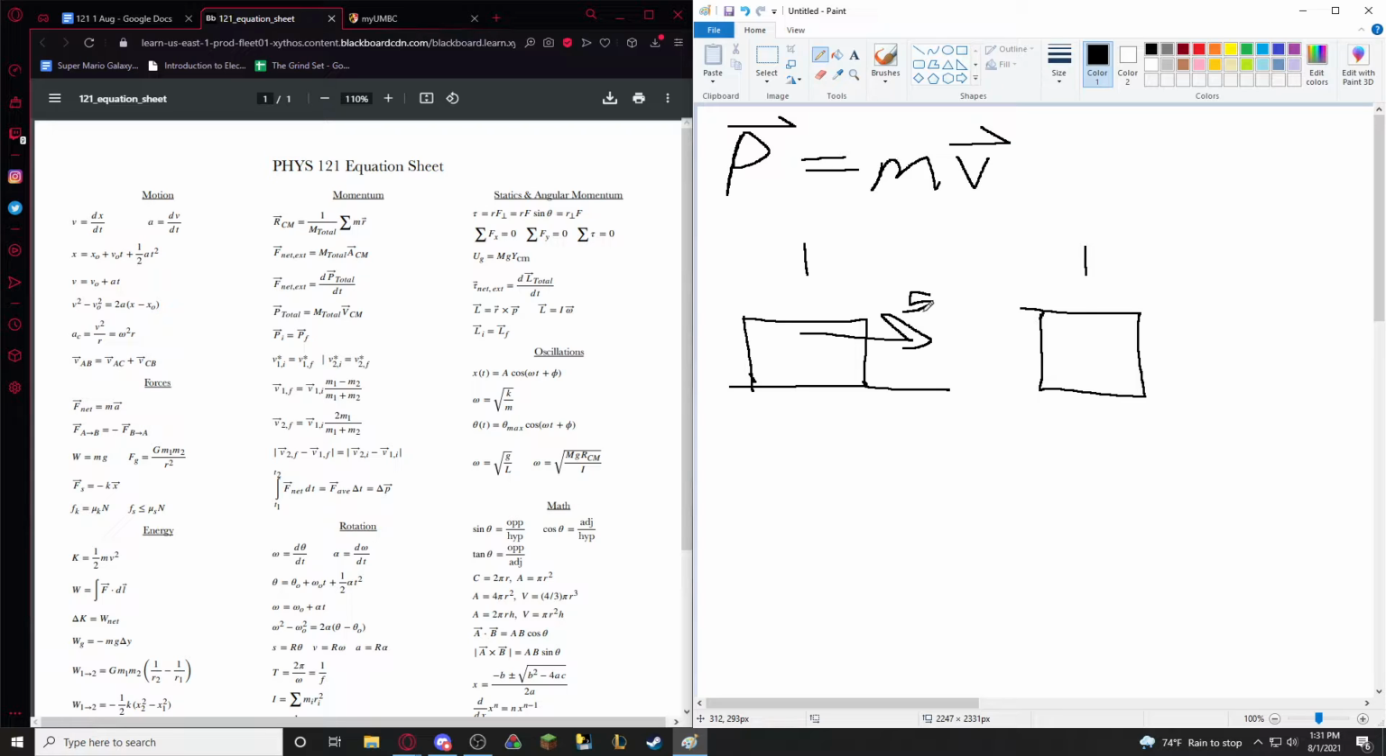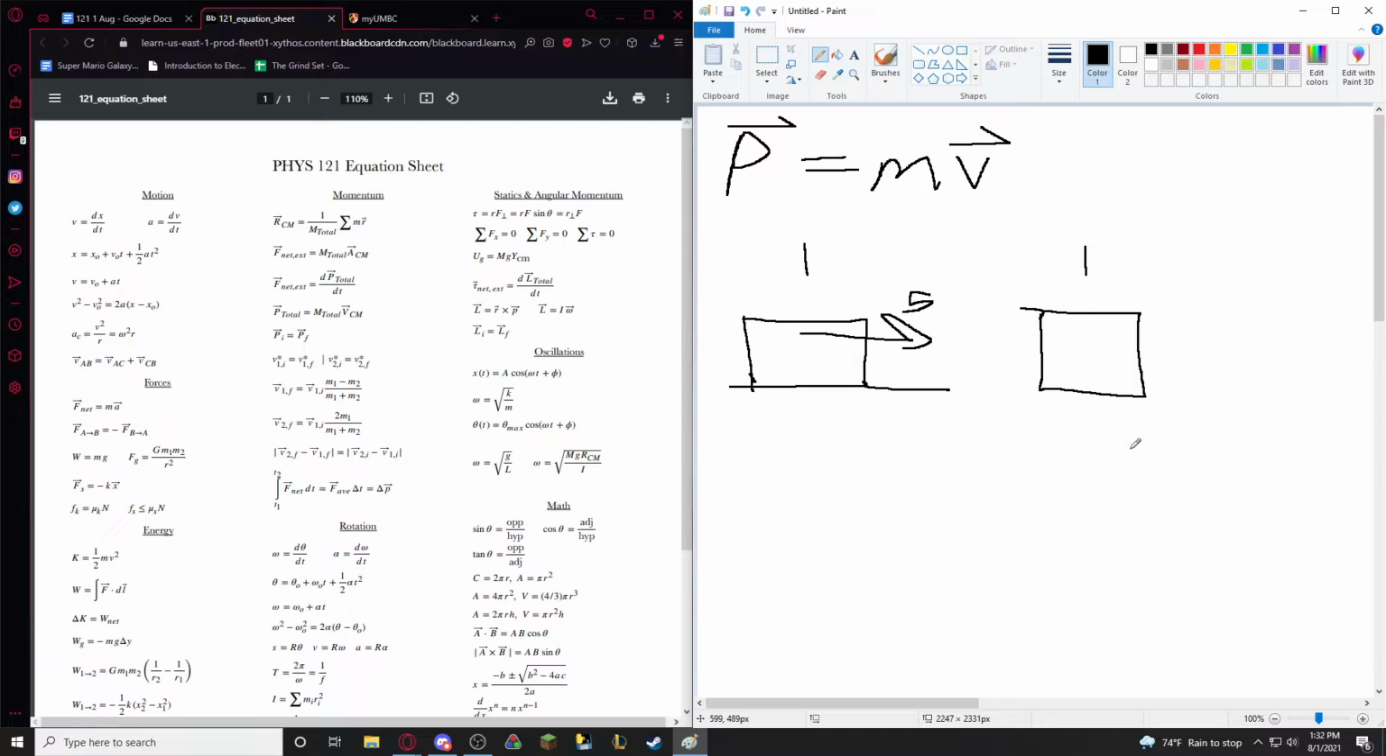And now what would the final momentum be after the two blocks collide? It'd have to be the same. It'd have to be 5. So what would the velocity be? 5 divided by 2, which is 2.5. Exactly, 2.5 meters per second. So they collide together and they have a final velocity of 2.5 meters per second.